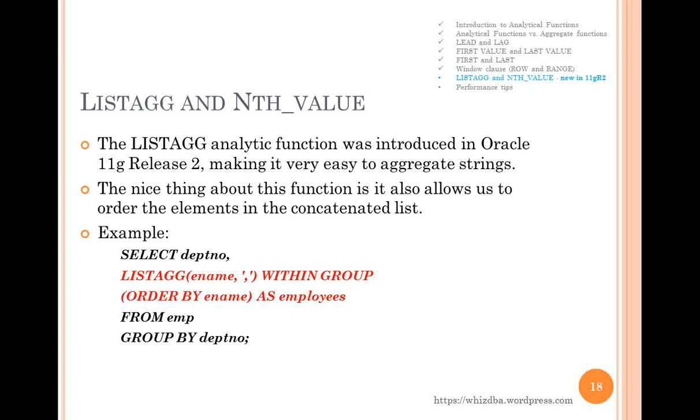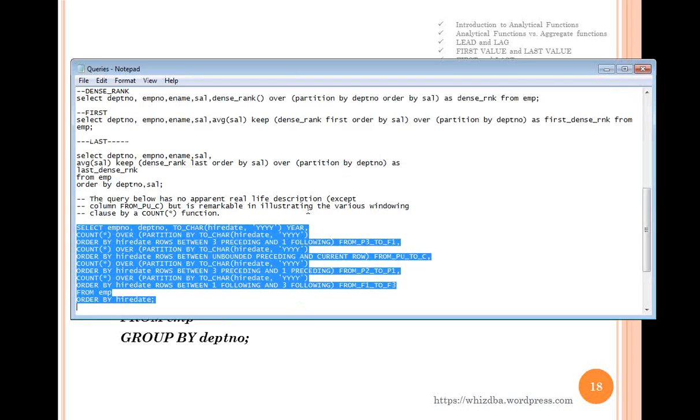Now to wind up the analytical functions, I'll be discussing the two newly released analytical functions in the Oracle 11g release 2 version. The first in the list is Listagg. Listagg lets us concatenate all the values in a particular group using any delimiter, which was earlier done in the previous releases by using decode and group by aggregate functions. This is now handled by a single Listagg analytical function. I'll be demonstrating the uses of Listagg with the help of an example.